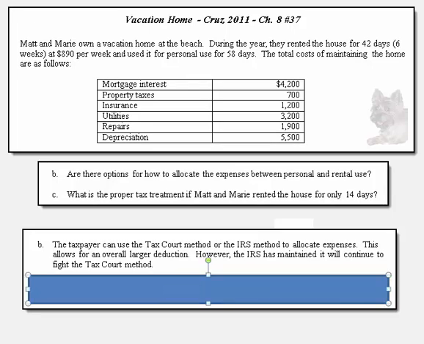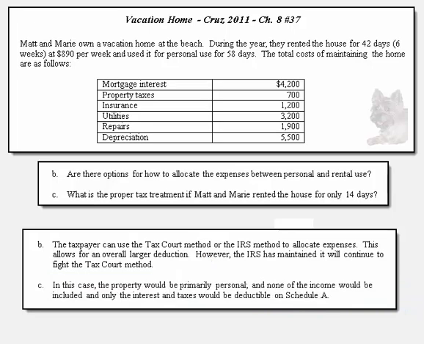Okay, and then C says, what's the proper tax treatment if Matt and Marie rented the house for only 14 days? And I'll move that off, and we see that in this case the property would be primarily personal, and none of the income would be included, and only the interest and taxes would be deducted on Schedule A. And that's this problem, everyone.